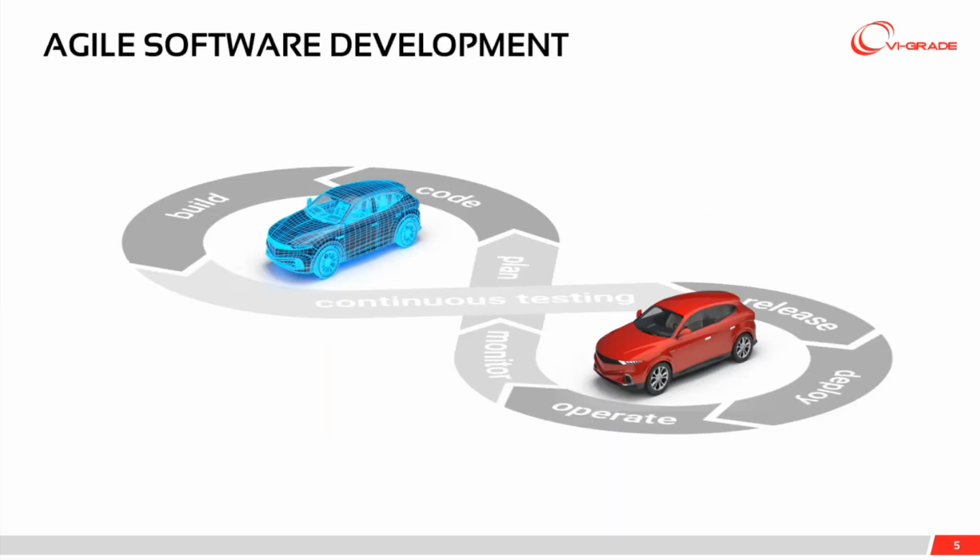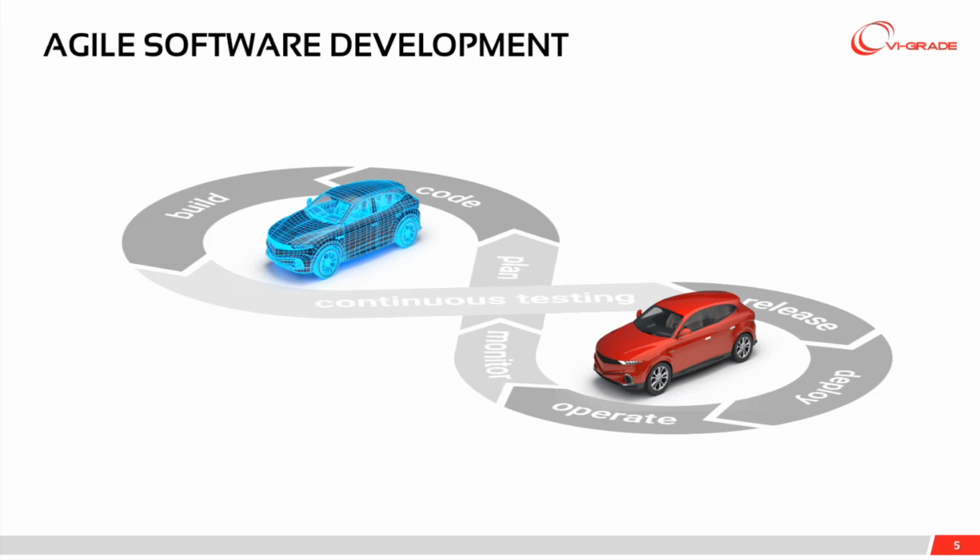If we look at our continuous or agile development process, basically we have the circle CD, which stands for continuous deployment, and the other circle for continuous integration. On the right side of this, we have the actual vehicle, which is receiving the latest software, and then the operation is monitored and data is given back to the development team. The development team then plans the next software, codes it, builds it, and does the continuous testing.